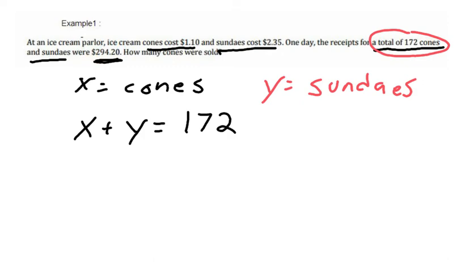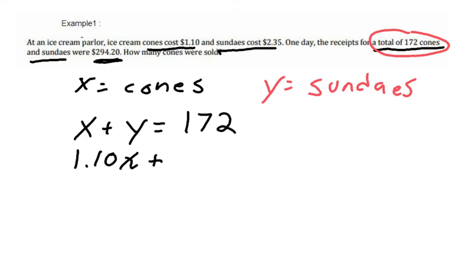$294.20 worth of these items. Well, how much did I make off of my cones? Well, my cones are going to be $1.10 times my number of cones, X. So my cones would be $1.10 times X, the number of cones that I sold.